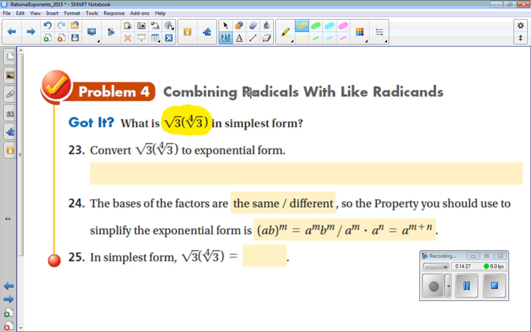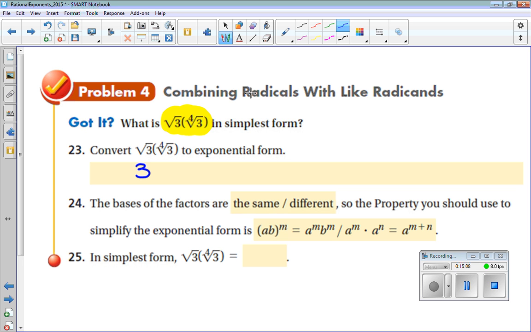The indexes are different. And remember when we talked about multiplying radicals, in order to multiply them, the indexes had to be the same. Do you remember that? What was underneath could be different. So if these indexes are different, I can't multiply them the way they are, but I still can multiply them because I'm going to convert them to exponential form first, and then I'm going to show you what to do. So here's what I mean. The square root of 3, that's 3 to the what power?